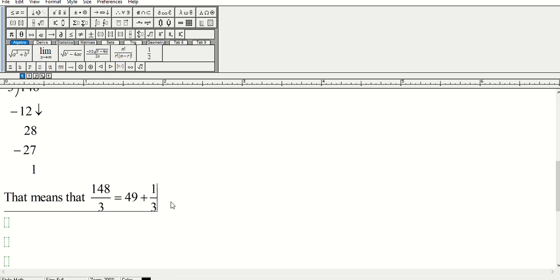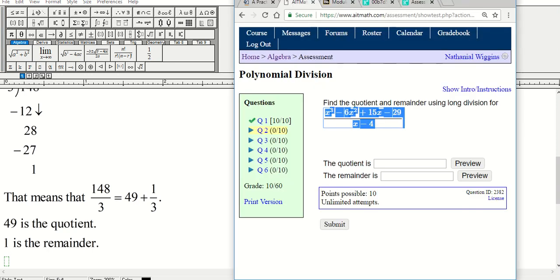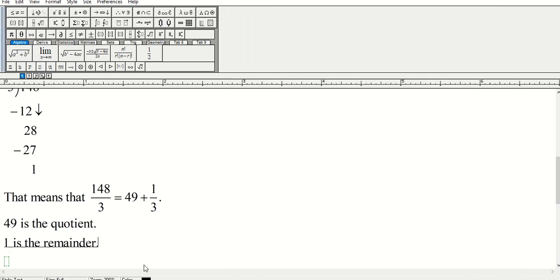Okay? So now 49 is the quotient. 1 is the remainder, I think. How is this going to have us do it? Or 1/3 is the remainder. Dun, dun, dun. I don't have a good answer for you.